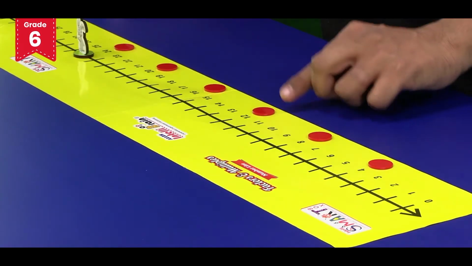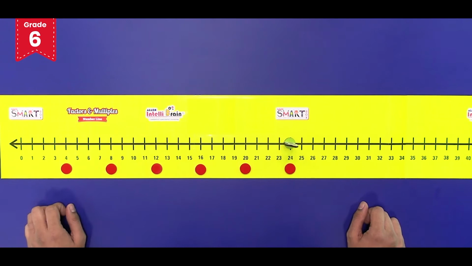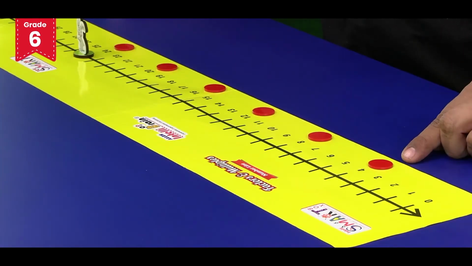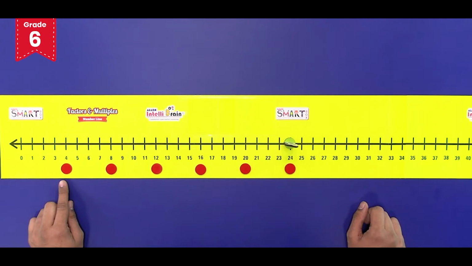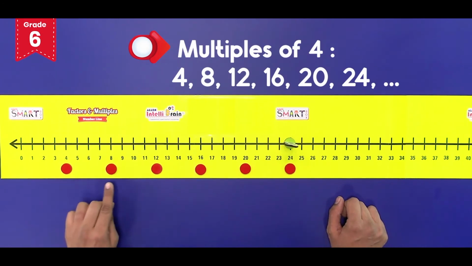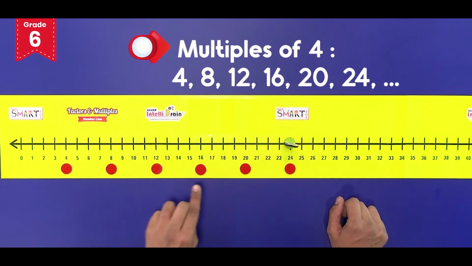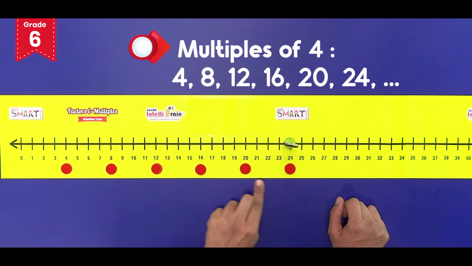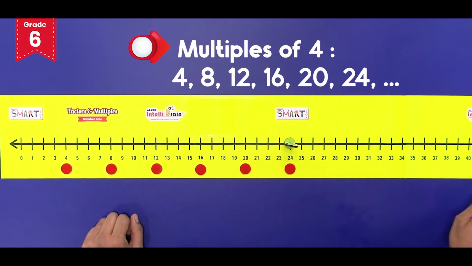These numbers with red tokens placed beneath them are the multiples of the number 4. 4 is the first multiple of the number 4. The first multiple of any given number is the number itself. The multiples of 4 are 4, 8, 12, 16, 20, 24, and so on.